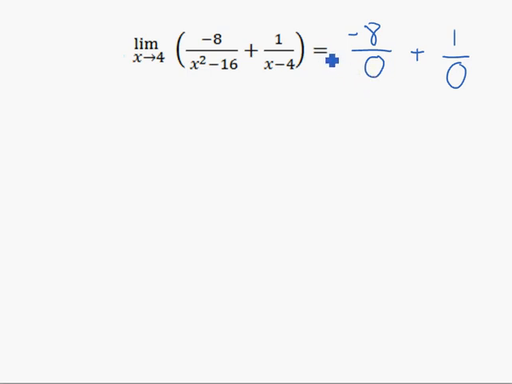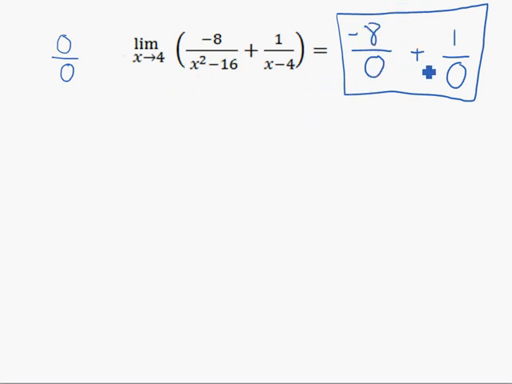Well, even though this does not look like our typical indeterminate form, usually we end up seeing this 0 over 0. Well, this is also an indeterminate form over here. So basically, when you get a number over 0 plus another number over 0, you want to get a common denominator and get these fractions together and then try and take the limit.